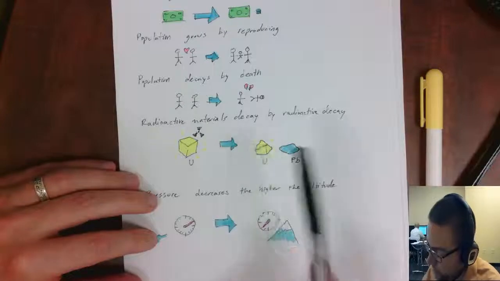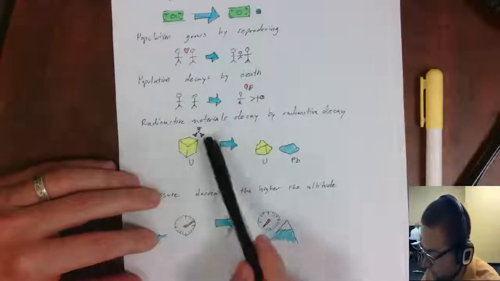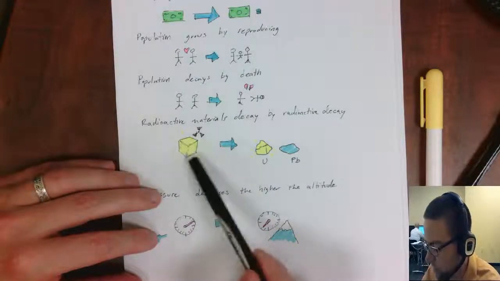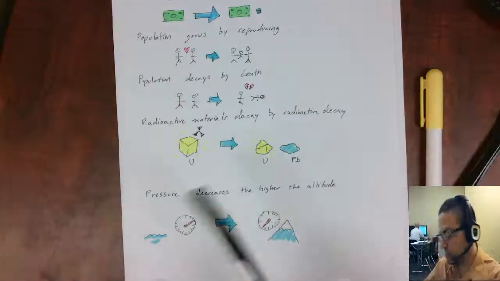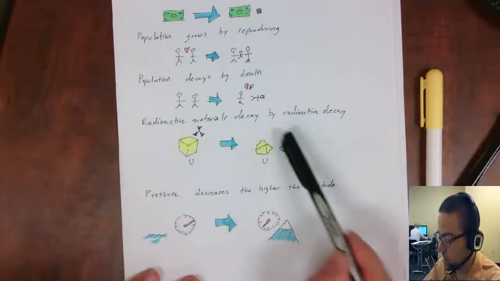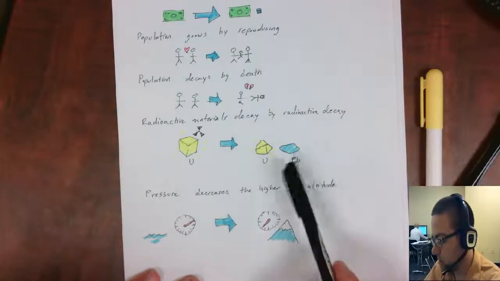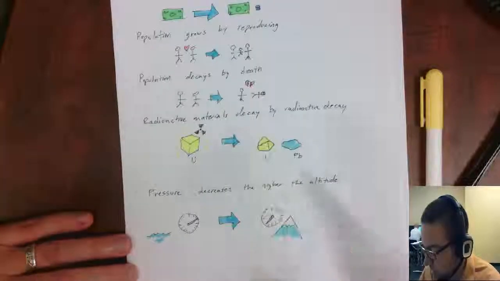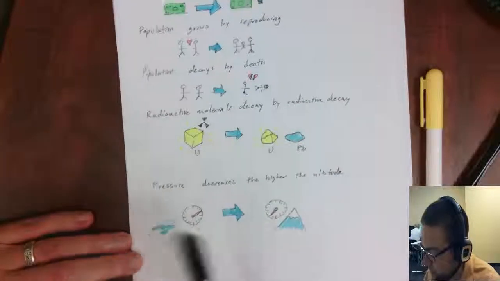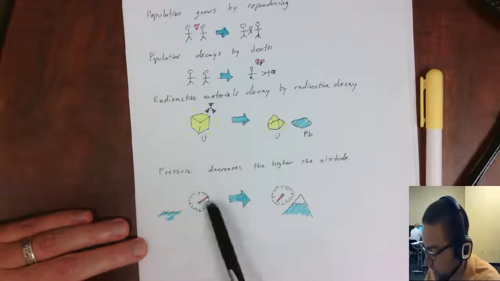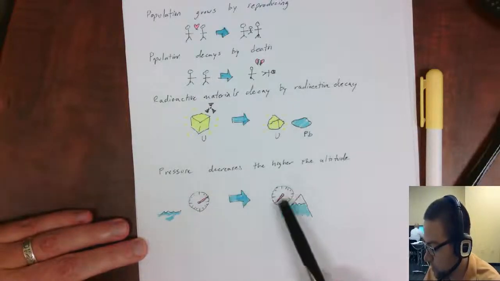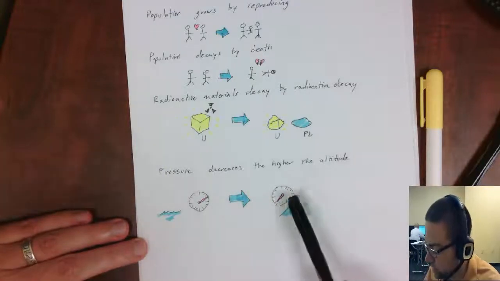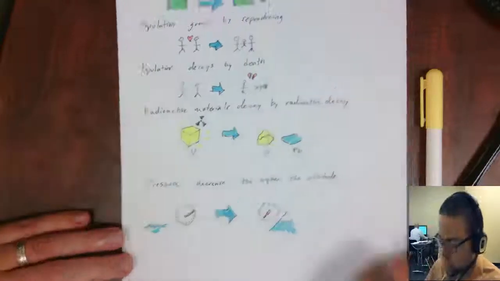Radioactive materials decay by radioactive decay. So you have a piece of uranium, and then over time it has what's called a half-life, and it decays into another element, like lead, for example. So there's less uranium around. Pressure decreases the higher you go in altitude. So at sea level, it has a certain pressure, and then as you go up, it decreases in pressure, the higher that you go.